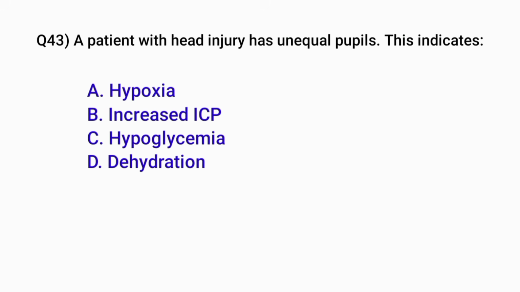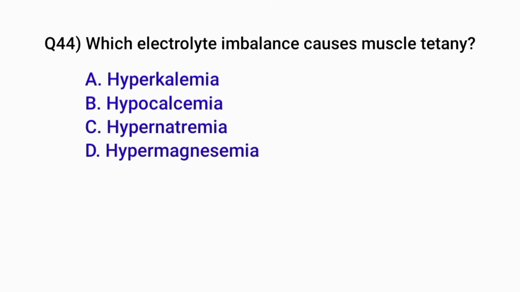Question number 43. A patient with head injury has unequal pupils. This indicates? Correct option is B, increased intracranial pressure. Question number 44. Which electrolyte imbalance causes muscle tetany? Correct option is B, hypocalcemia.